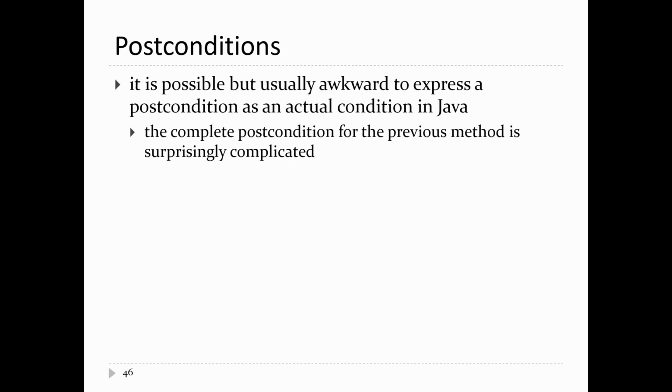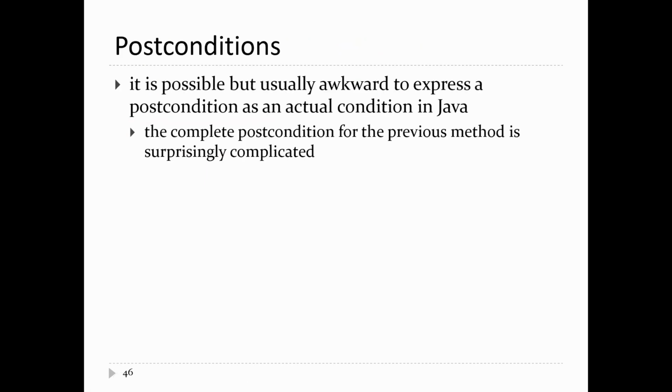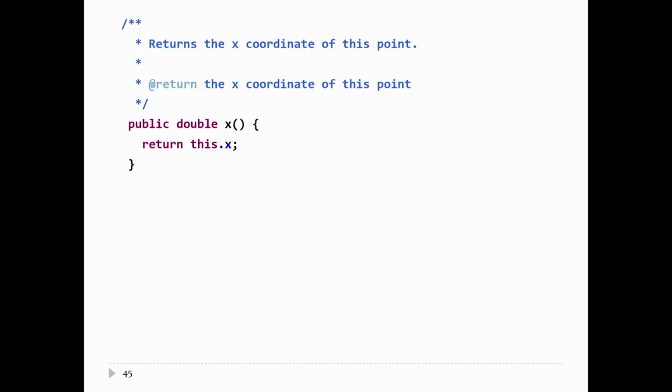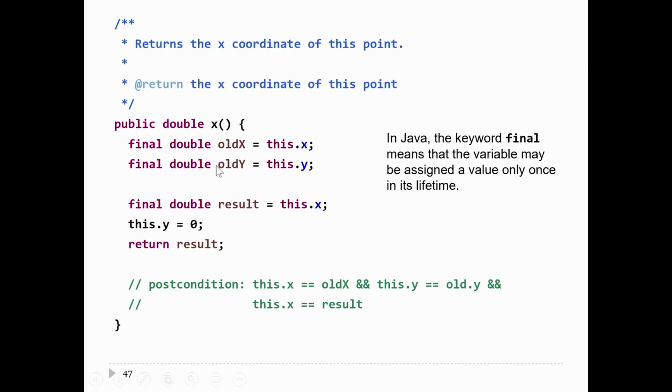Okay. Now, it is actually possible to express the return value of this statement mathematically. Right? So it's possible, but it's awkward. Right? It's awkward to do. So for that little one-line method, right, we can rewrite this method so that you can actually say mathematically what this method does. It's surprisingly complicated, and so that's what it ends up looking like. Right, so here's our x method that's written so that I can express my postcondition.